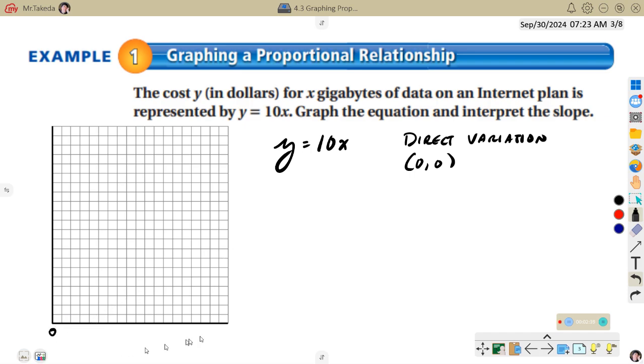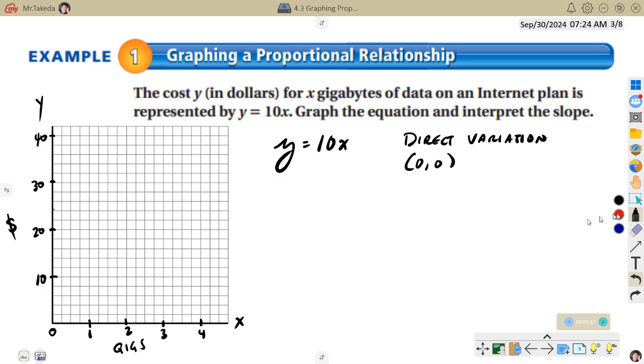I'm going to spread out the gigabytes of data here on the x-axis. This is gigs. I'm going to spread it out a little bit here, one every 4. And then for the dollars, every 5 squares I'm going to make worth 10, so 1, 2, 3, 4, 5, that's 30, and 1, 2, 3, 4, 5, that's 40. And this would be dollars on the y-axis.